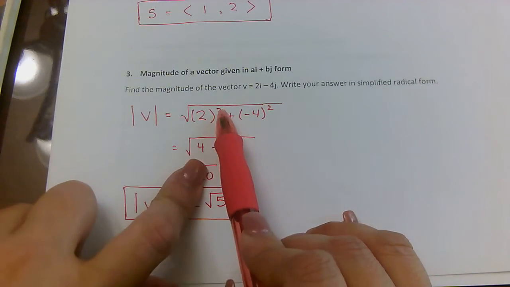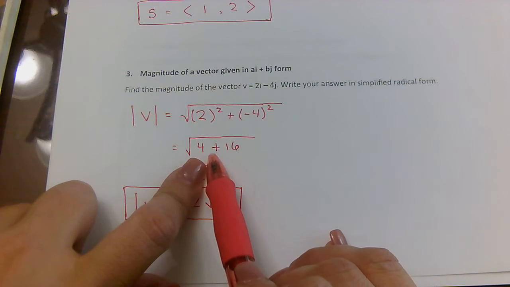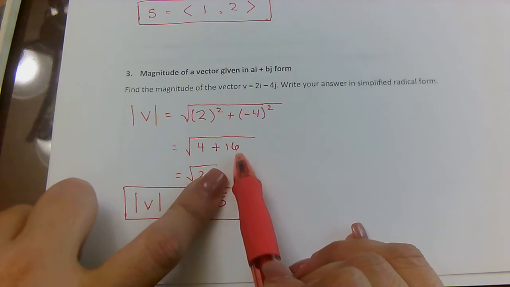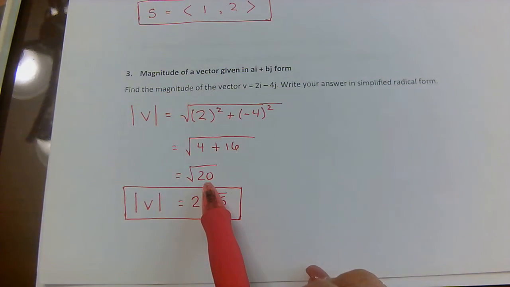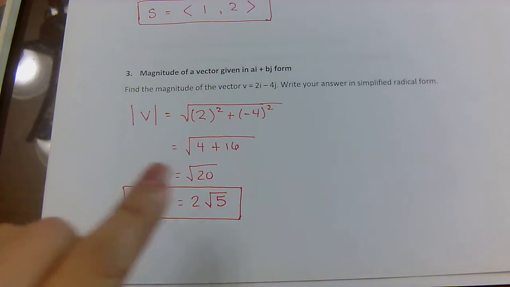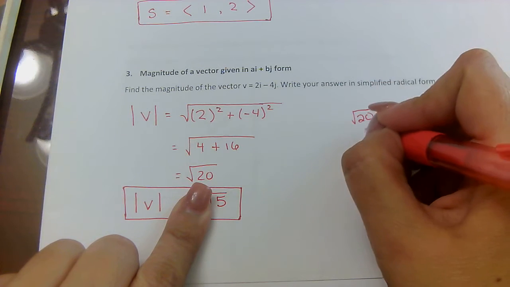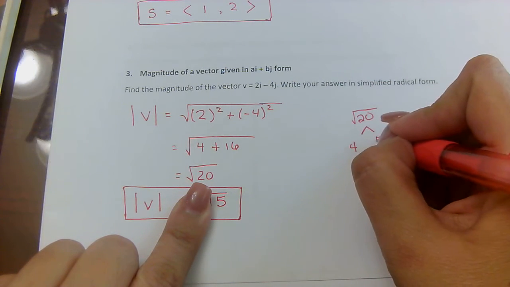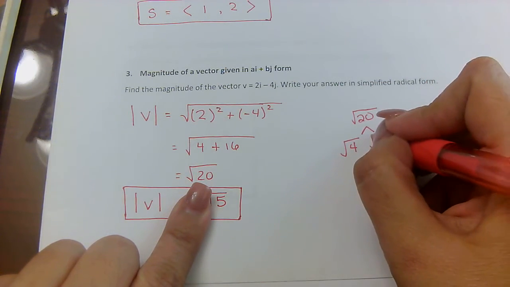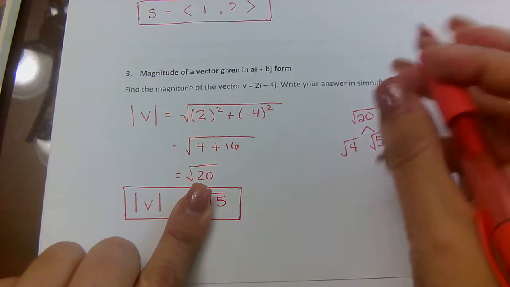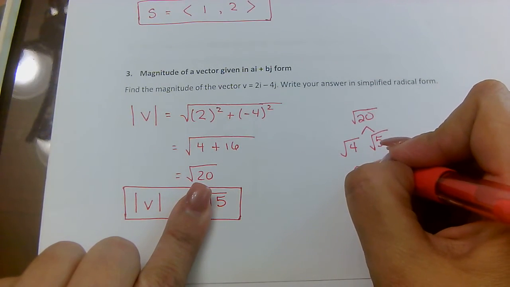So the square root of 2 squared, which is 4, plus negative 4 squared, which is 16, which is the square root of 20. Now remember how to simplify this. If I have a square root of 20, I can say that that is 4 times 5, and I can take them individually. So the square root of 4 is 2, and the square root of 5 is going to stay like this.